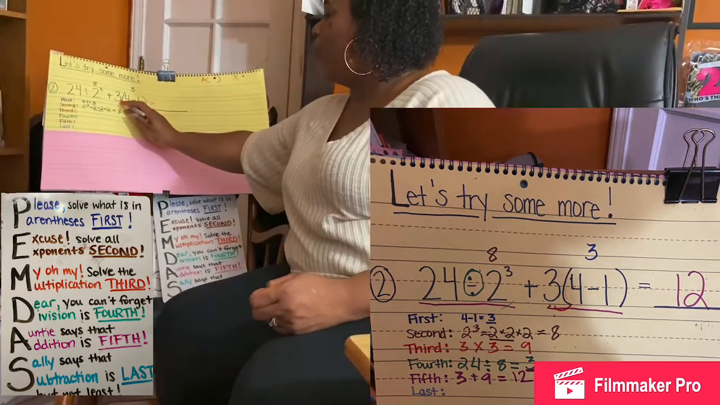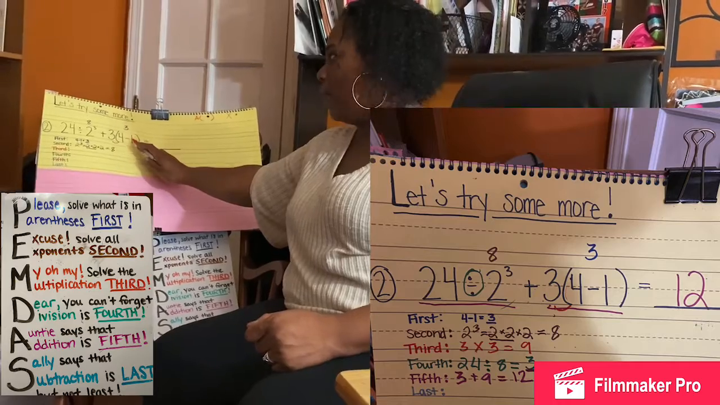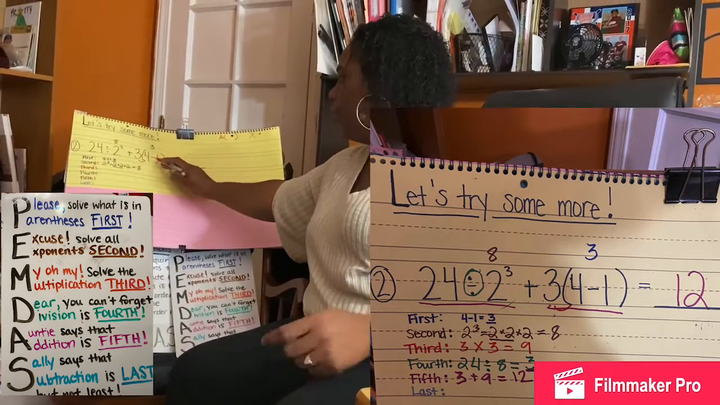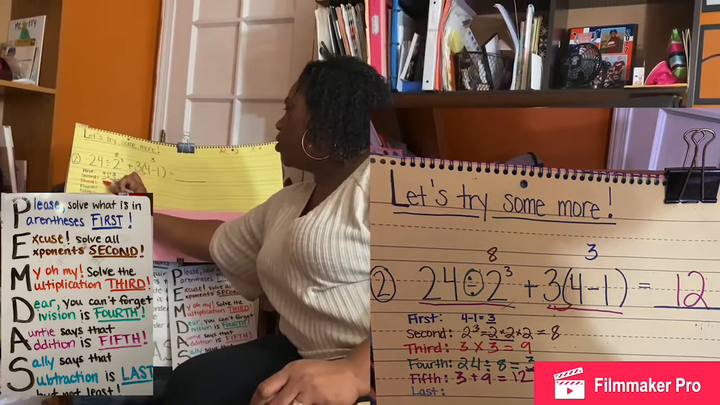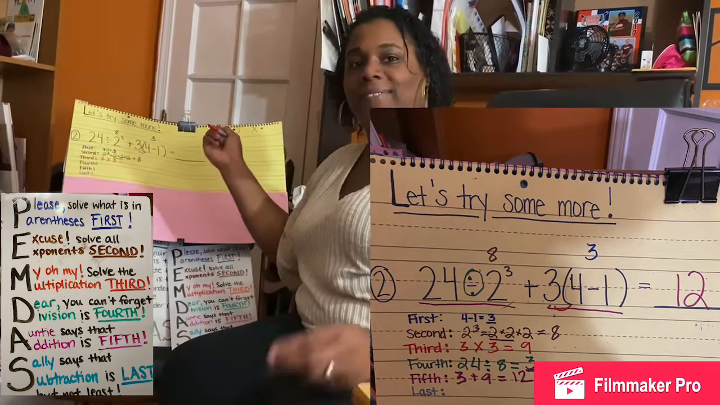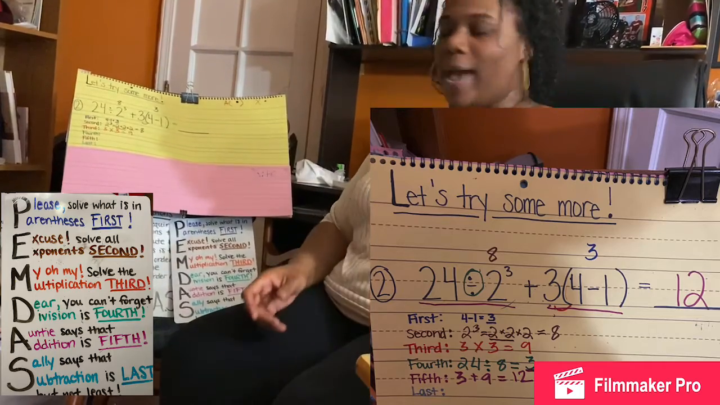So here we have 3 times whatever our solution in the parentheses is. And we already figured that out, exactly, it's 3. So we need to do 3. This parenthesis means multiply. So we need to do 3 times 3. And what is that? That's 9. All right, so now we're done with our third step.